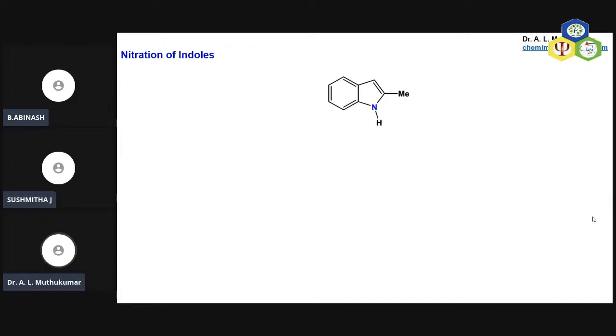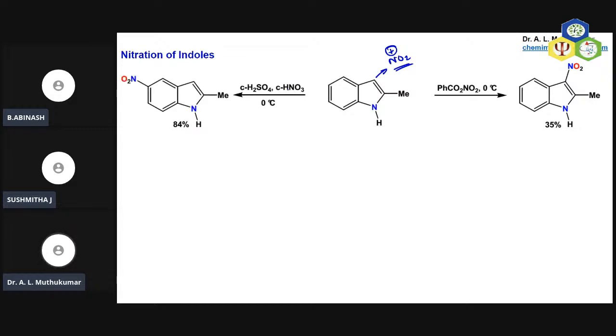Say for example, in this case, if you check this compound, 2-methyl indole is treated with benzoyl nitrate at 0 degree centigrade, the C3 position of indole will be undergoing a reaction. That means the nitration is taking place here. Also, if you treat this compound with concentrated nitric acid and concentrated sulfuric acid, which we generally use for the nitration of benzene substituted compounds only, in this case the nitration is taking place at the benzene ring.